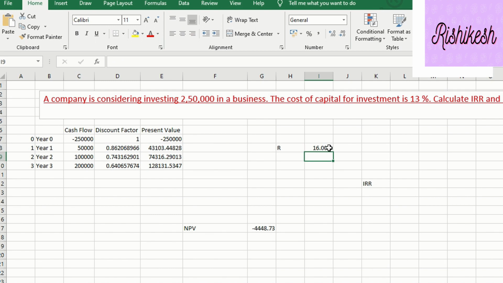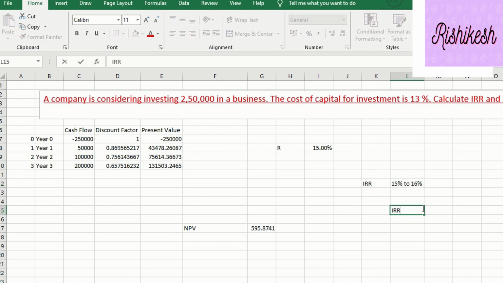If I made it 16%, it becomes negative, which means the IRR is going to lie between 15% and 16% for sure. This is the range in which it is going to lie, and the cost of capital is 13%. So the IRR is obviously going to be more than 13%, right? It is for sure that the IRR is going to be greater than 13%.